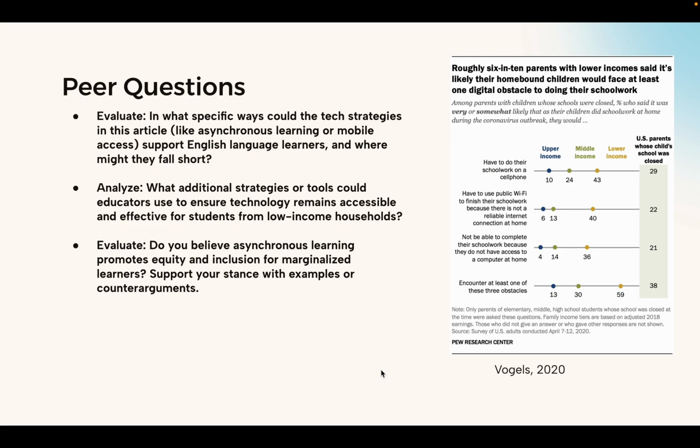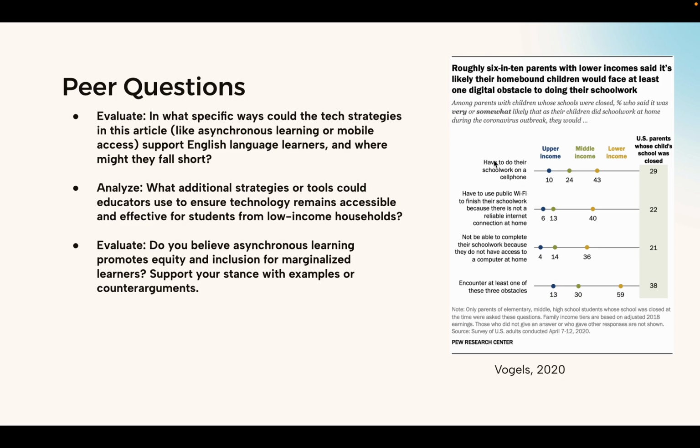These are my peer questions. So here are some discussion prompts to think about. How might these tech strategies work for English learners? Could asynchronous learning really promote inclusion, or might it widen the gap? And what other tools could we add to make sure no student gets left behind? These are the kind of questions we need to keep asking.